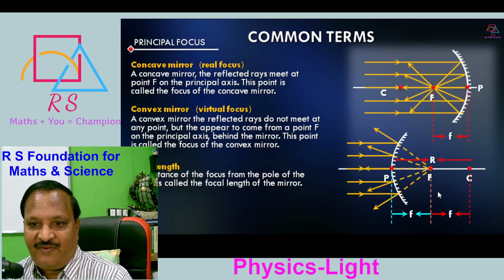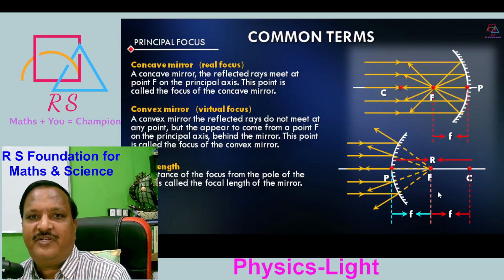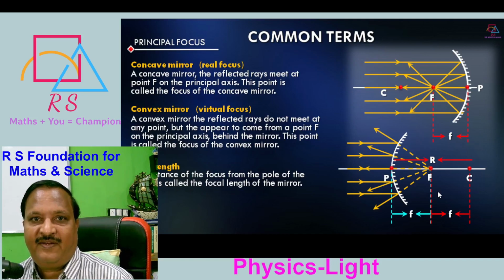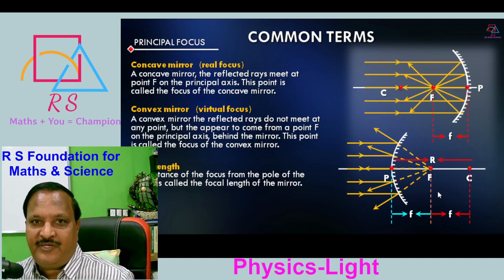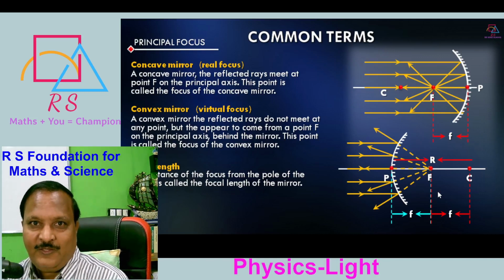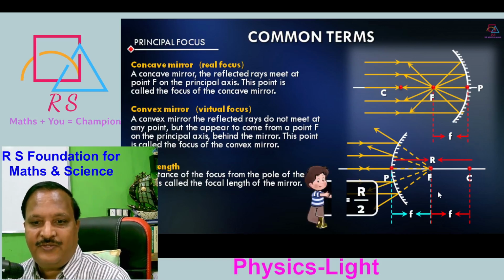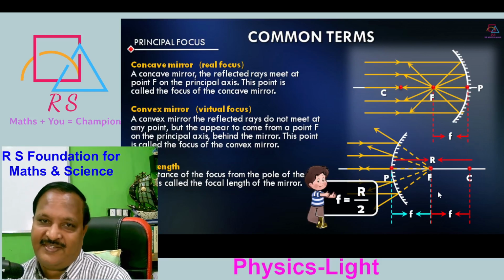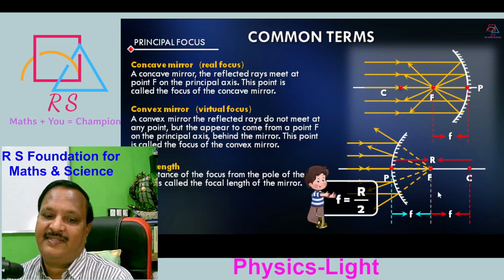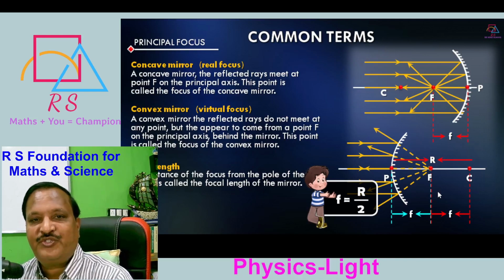Now, the radius of curvature: the focus lies exactly at the midpoint of P and C, the radius of curvature. F is exactly the midpoint of the radius of curvature. Therefore R is equal to 2F, and F is equal to half the radius. Focal length is equal to half the radius, or radius of curvature is equal to 2 times the focal length. I hope you have understood all these points.